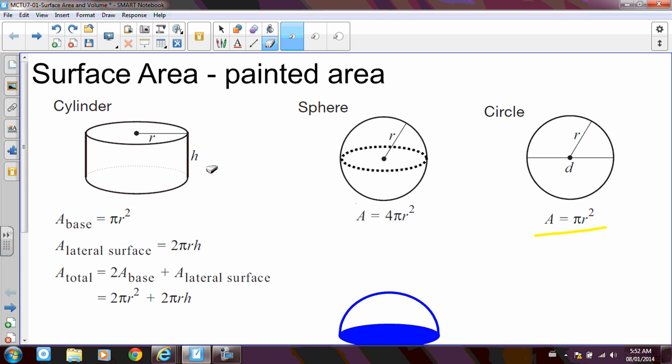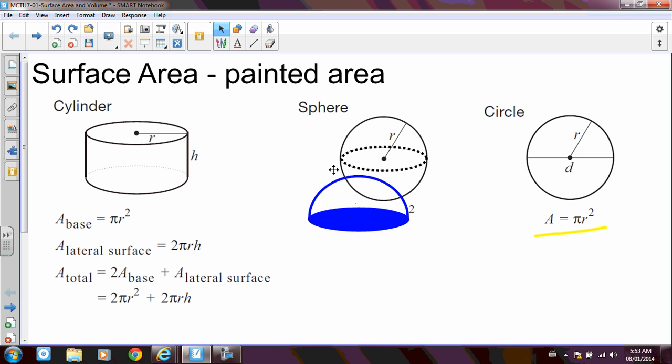Now the one big thing with the surface area I've called here the painted area. So if you are painting the outside of the object, this is the area that you're looking at. The one difference between surface area and volume is when surfaces are combined, part of the surface has been covered up.